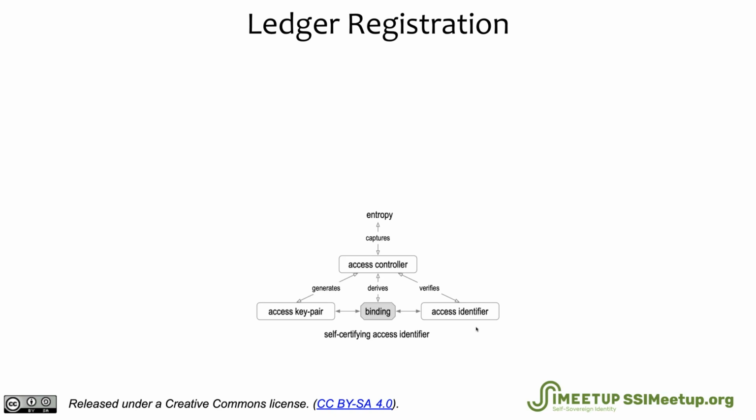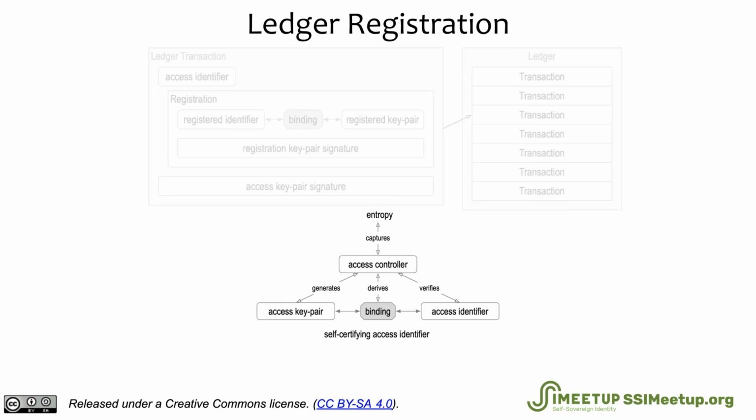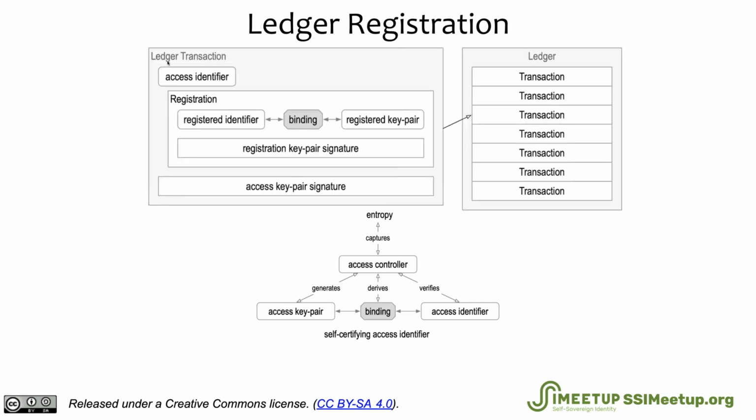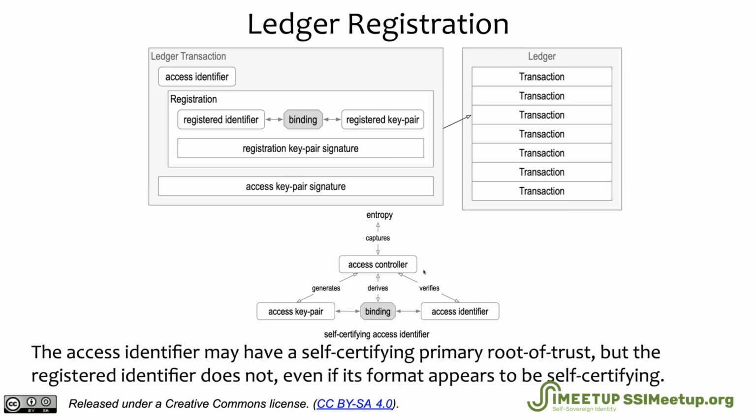But then if you want to register an identifier on, say, a ledger, then you're going to have a registered identifier. So the ledger transaction is validated given the access identifier and the access key pair signature, and then you create a transaction that includes a registered identifier, and it includes a binding to a registered key pair and the registration key pair signature. And so now the root of trust in the registered identifier is the ledger transaction, not the cryptographic root of trust that the access identifier is using. So even though the registered identifier may appear to be self-certifying, its root of trust is the ledger transaction.